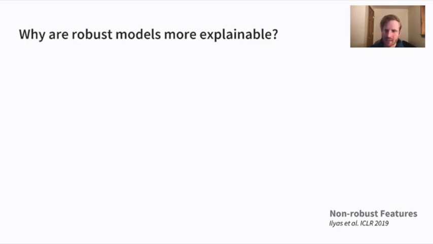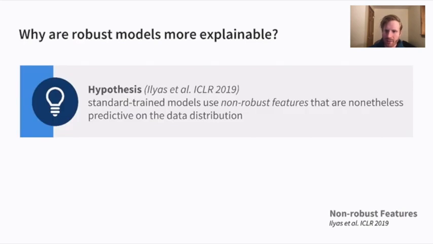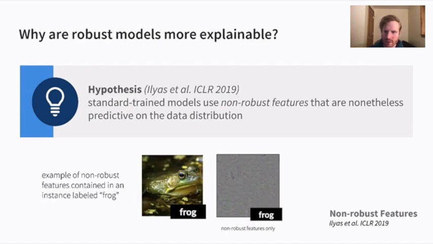So the hypothesis, from Ilias et al., is that standard trained models use what we'll call non-robust features to make predictions. We'll cover in just a bit what we mean by non-robust features in a more formal sense, but to get a sense, here we have an image of a frog, and on the right is an example of a set of non-robust features that a model could use to predict that this is a frog. These non-robust features don't look super meaningful, but they turn out to still be valuable and reliable predictors on the data distribution. So it may be fair to think of them as super high frequency features that are potentially useful, but not really perceptible to humans.